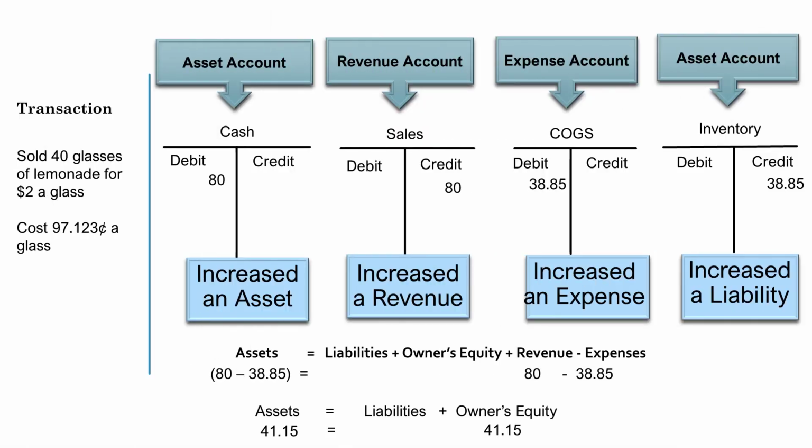Johnny again pays $63.13 in cash for the same amount of inventory as he did previously. This time, Johnny sells 40 glasses of lemonade. The cost per glass of lemonade is still 97.123 cents a glass. The cost of goods sold is 40 times 97.123 cents, which equals 38.85. The accounting equation remains in balance. The transaction is added to the general journal.